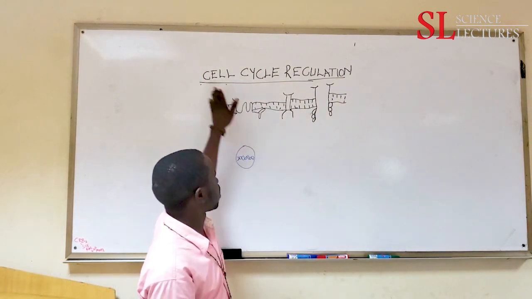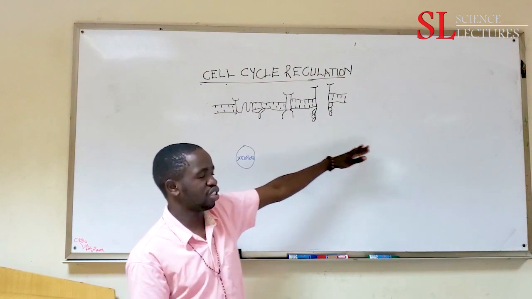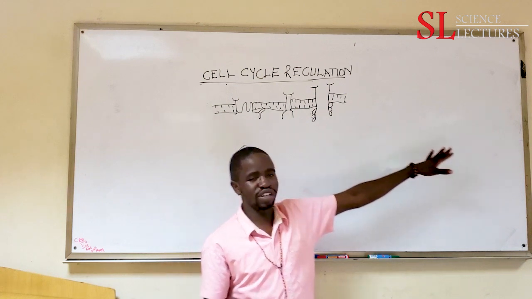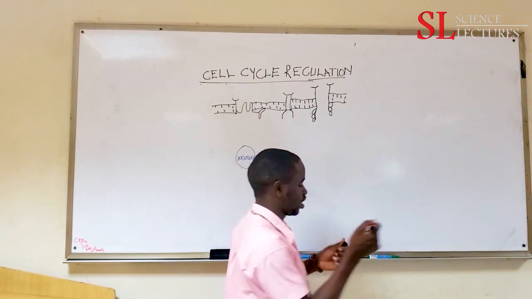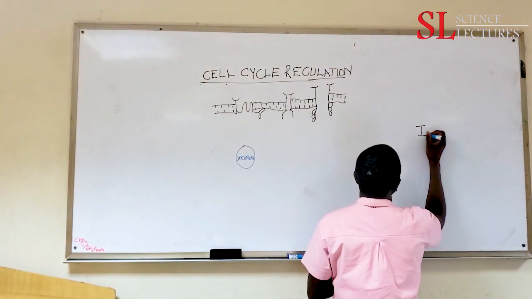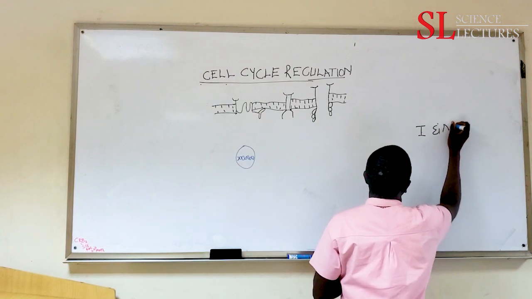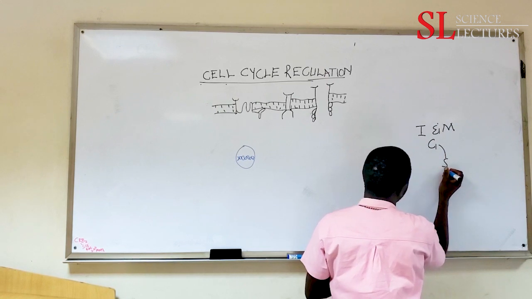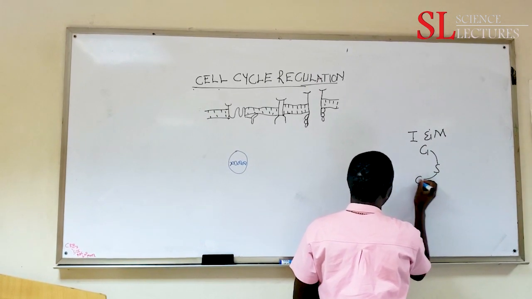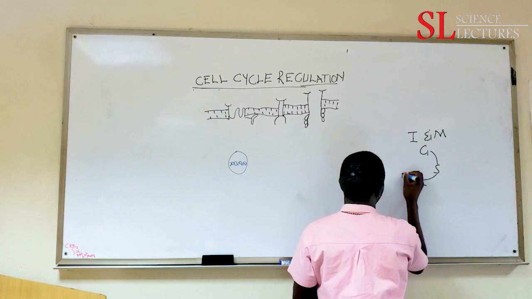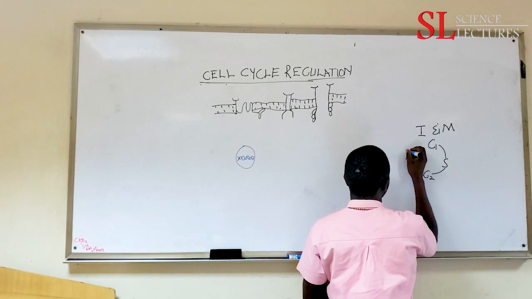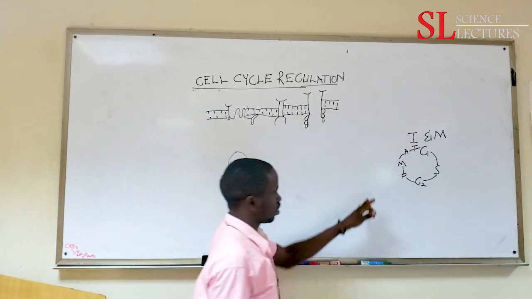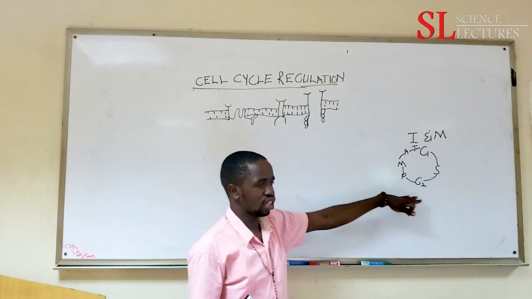So last time we looked at the cell cycle and we said it is a series of events from one cell division to another. We saw the phases within the cell cycle. We said the cell cycle is made up of interphase and mitosis. And we said the cell cycle begins with G1. From G1 you go to S. From S you go to G2. Then from G2 you go to prophase, metaphase, anaphase, then telophase. So that is basically the cell cycle.